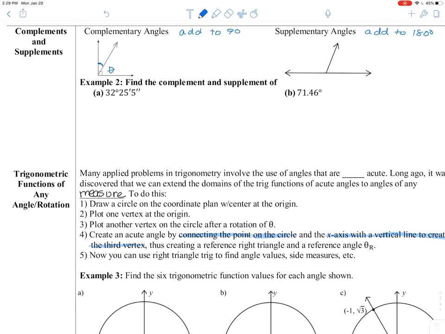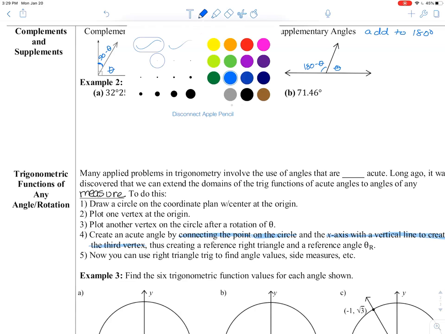And so if this is angle theta, then this measure here would be 90 degrees minus theta. If this is angle theta, then this measure here would be 180 degrees minus theta. So if I ask you to find a complement or supplement, I'm asking you to subtract an angle from 90 degrees or subtract an angle from 180 degrees.